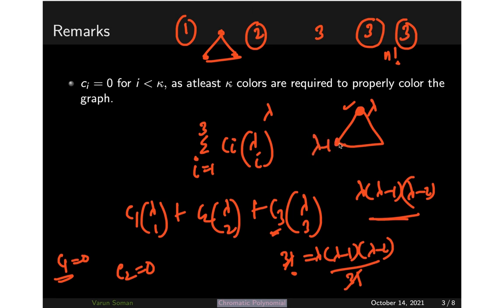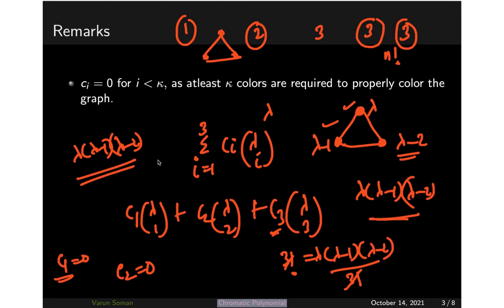Now since you have assigned this one also, this could be colored using fewer colors than that. That is, you need lambda minus 2 colors. You can't use lambda colors because one color is already fixed here, and one color is already fixed here, so the remaining lambda minus 2 is available for you. So the total number of ways is lambda into lambda minus 1 into lambda minus 2. So using common sense you can do this problem easily.